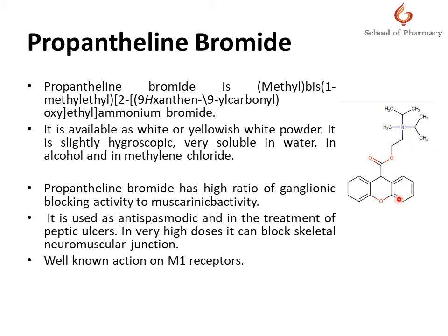Propantheline bromide has a high ratio of ganglionic blocking activity to muscarinic activity. That means it acts as a ganglionic blocker, and ganglionic blockers act on nicotinic receptors. It is also used as an antispasmodic and in the treatment of peptic ulcer. At high doses, it can block the skeletal neuromuscular junction, and these neuromuscular junctions are on the nicotinic receptors. Also, because it has muscarinic activity, it acts on the M1 receptor.